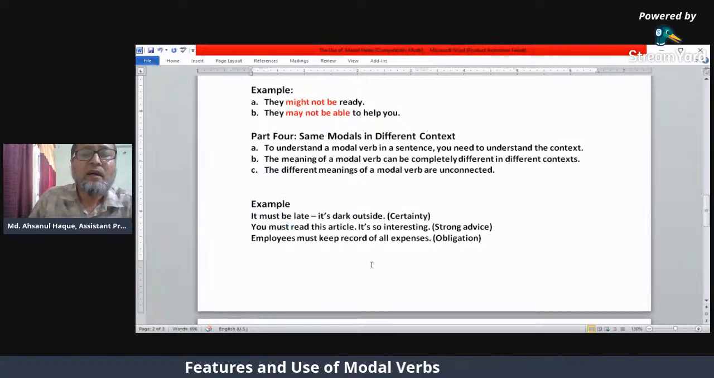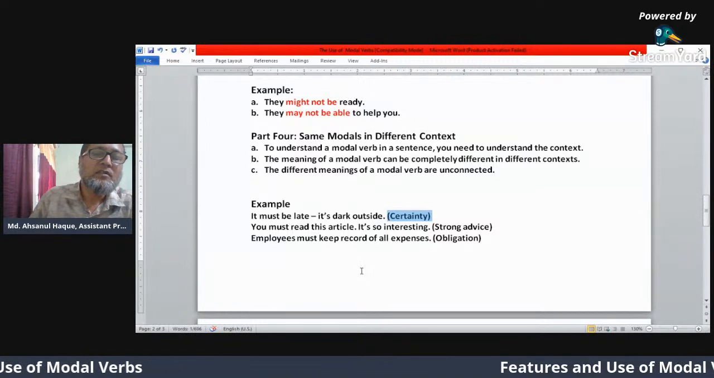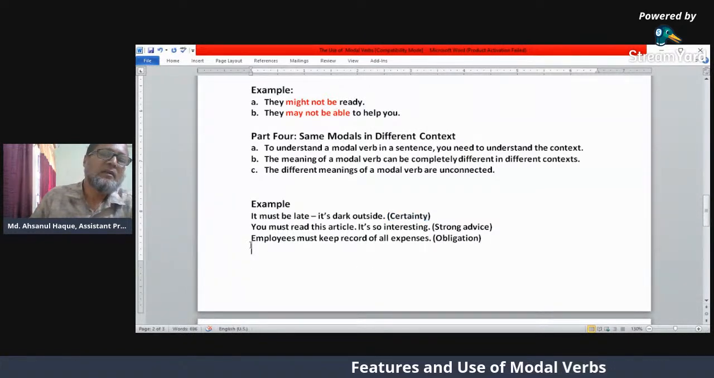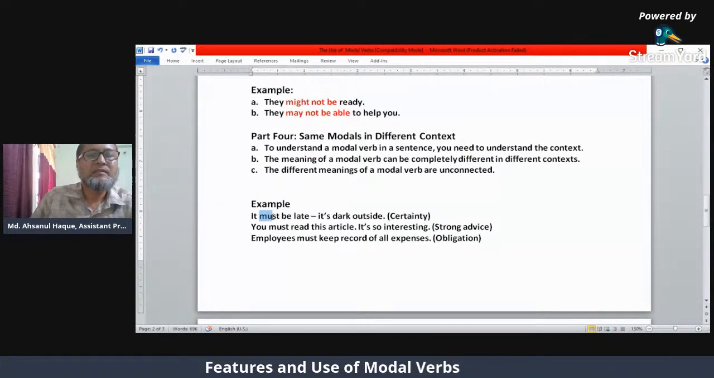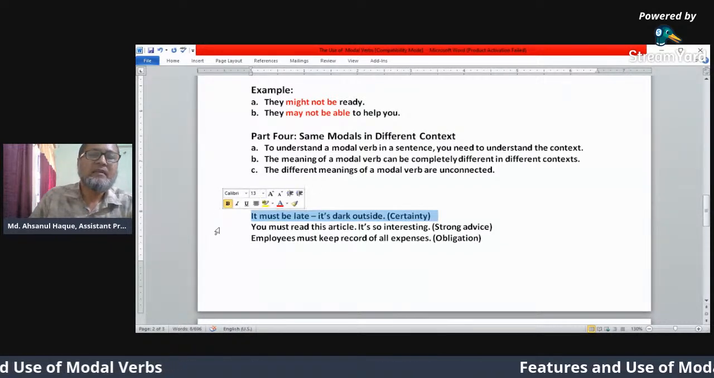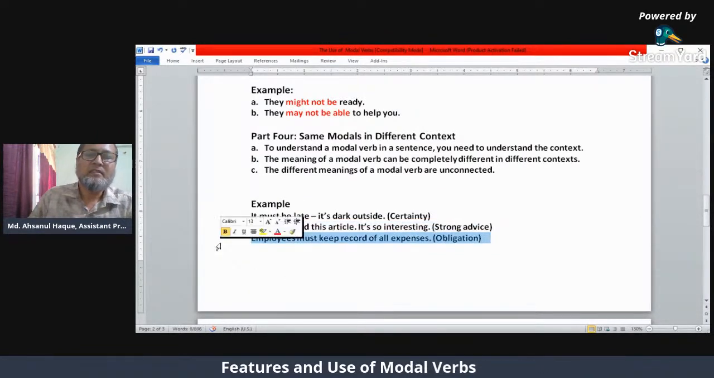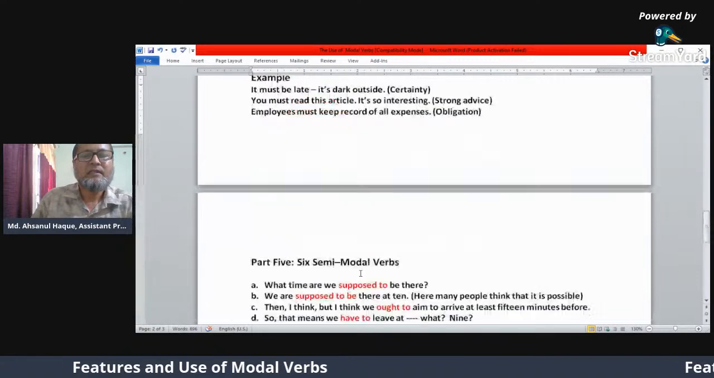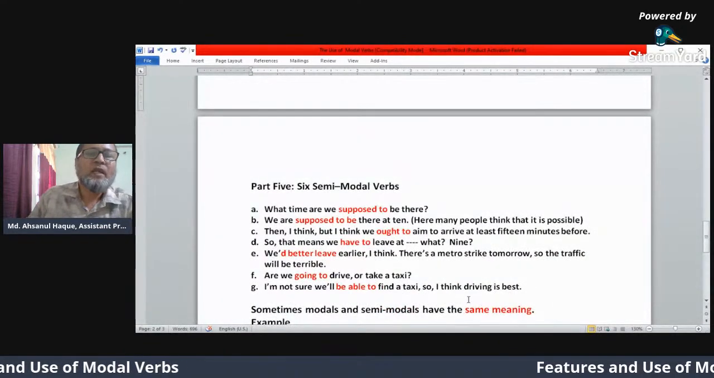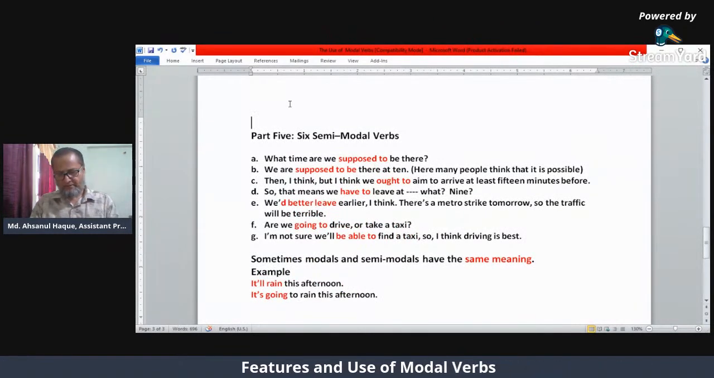These are the features of the modal verbs. The first sentence expresses certainty. The second sentence expresses strong advice. And the third sentence expresses obligation. It's very interesting to know about these things.